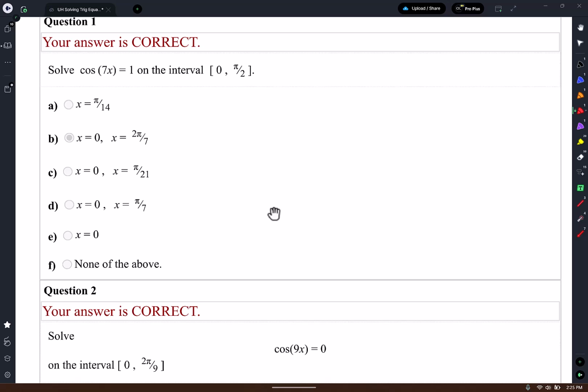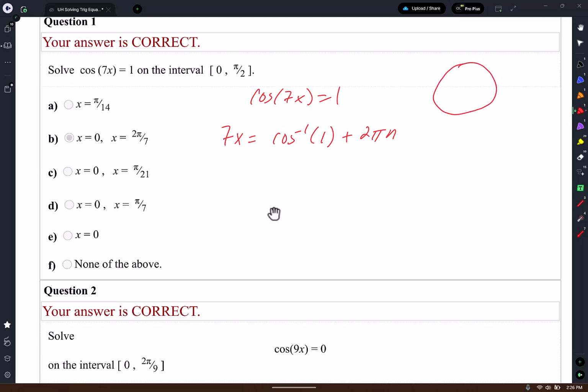First thing you do, I like to rewrite the question again. Cosine 7x equals 1. Then I like to get rid of the cosine because I want to have 7x equals something. So how do I get rid of the cosine? Inverse. I'm going to write 7x equals arc cosine or inverse cosine of 1 plus 2 pi n, because if you go 2 pi, you're going to be in the same location.